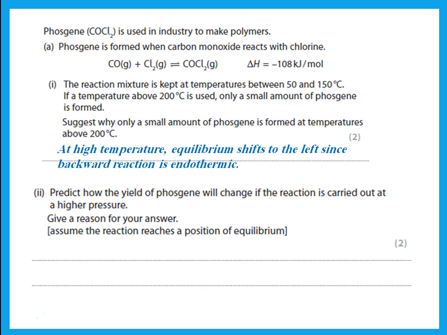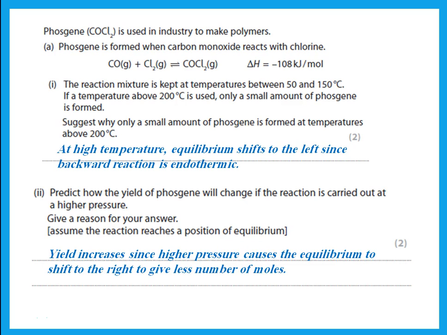Predict how the yield of phosgene will change if the reaction is carried out at higher pressure. Now, at higher pressure, what happens? At higher pressure in any reversible reaction, the reaction goes to the side with fewer molecules. So if I increase the pressure here and go forward, it gives one molecule of COCl2. If I go backward, it gives one molecule of CO and one molecule of Cl2. That means it gives two molecules. So in this reaction, if I increase the pressure, it will go forward because this is where I have fewer molecules.